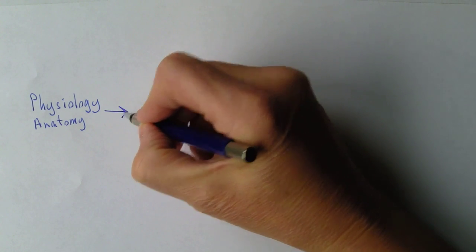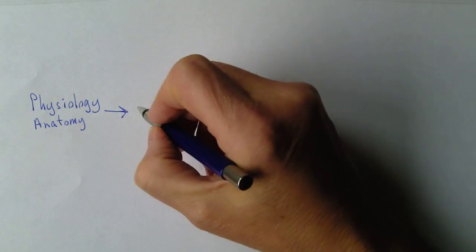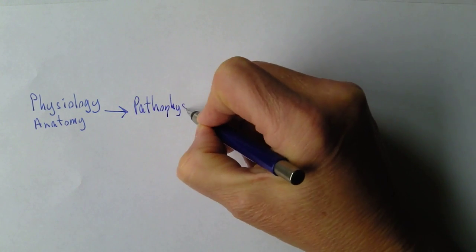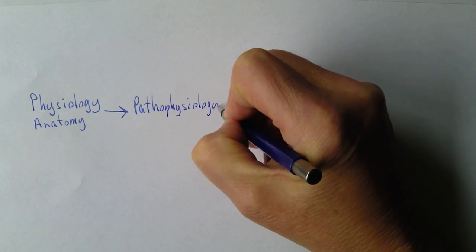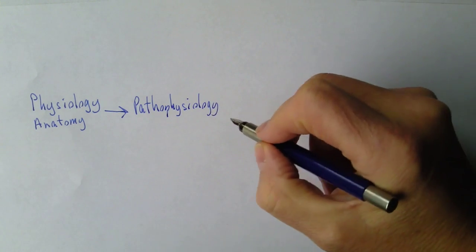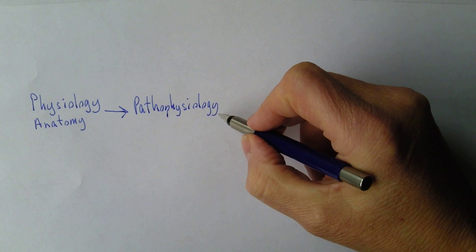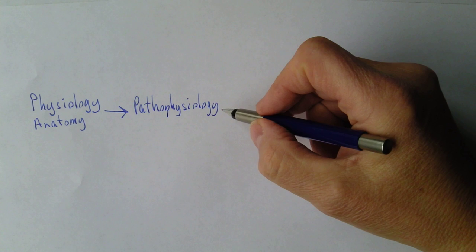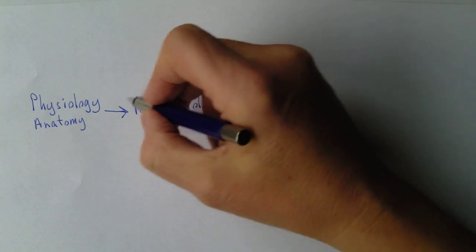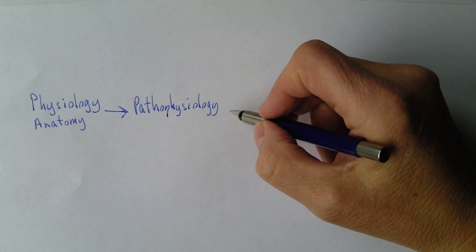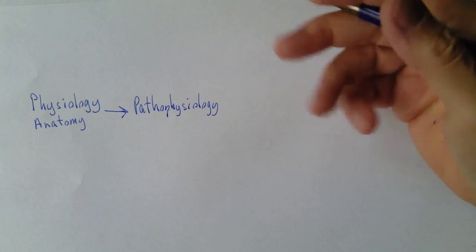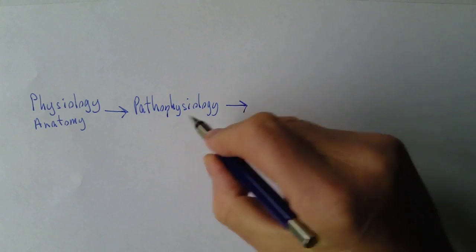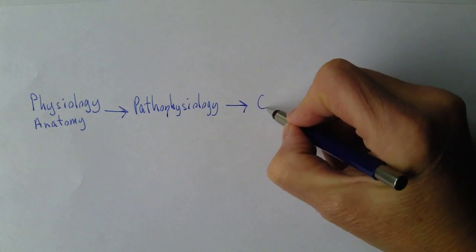And these changes can be what we call pathophysiological changes. So physiology can change to pathophysiology, and pathophysiology is abnormal function. Now that's bad because we don't want the body to function abnormally. But it's good because it gives us an opportunity to work out what is going on, because pathophysiology will give rise to clinical features.